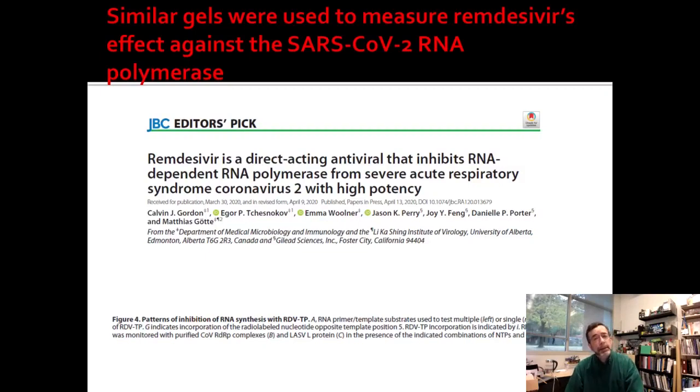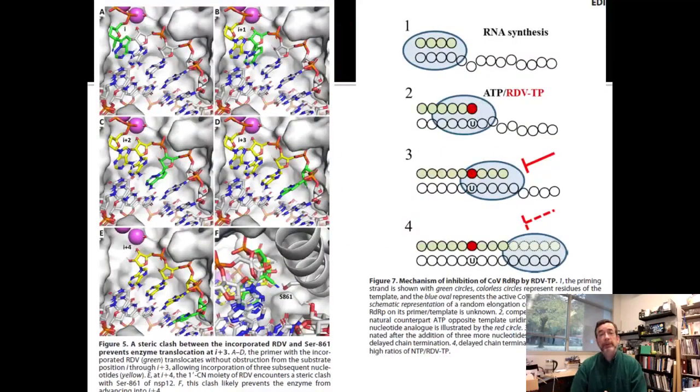It's an RNA-dependent RNA polymerase. It's how the virus makes more virus. The virus makes more RNA genomes by using an RNA polymerase. And so it's very important to the virus. Remdesivir actually interrupts this polymerase, and that's how remdesivir works.